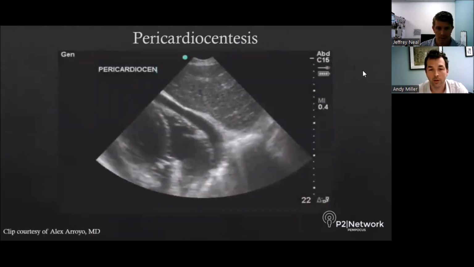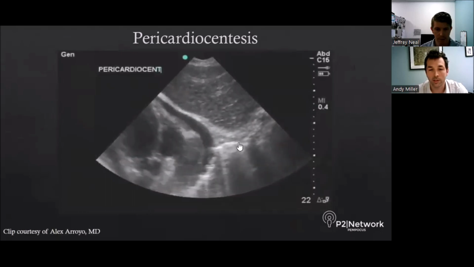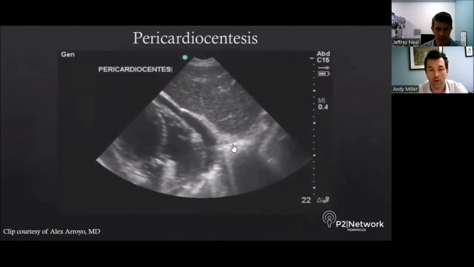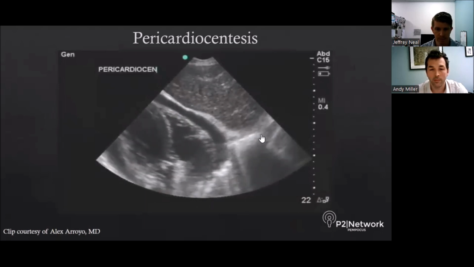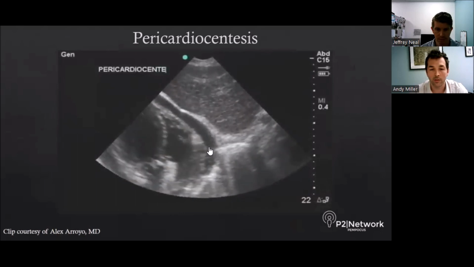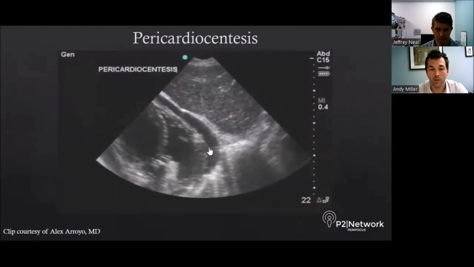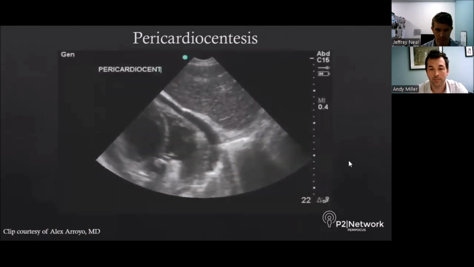This is an actual pericardiocentesis performed in the setting of a patient who underwent resuscitation, ultimately having cardiac arrest. You can see on the right side of the screen in this subcostal view that the needle comes in and enters the pericardial space. The patient's outcome was that they were able to achieve ROSC. However, the patient ultimately expired.